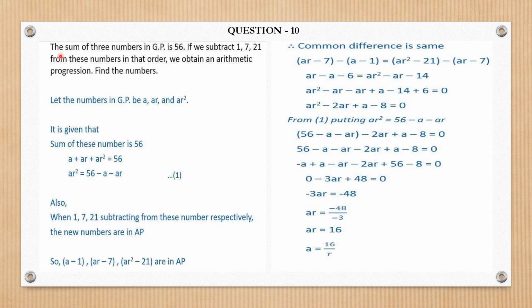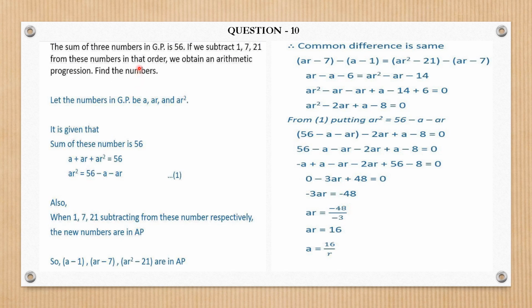Question number 10. The sum of three numbers in GP is 56. This is a very, very important question. If we subtract 1, 7, 21 from these numbers, in that order, we obtain an arithmetic progression, that is AP. Find the numbers. These kinds of questions are very important because these are the combined problems of AP and GP. Numbers were behaving in GP, but after some addition or subtraction, they convert to AP, or AP converts to GP.